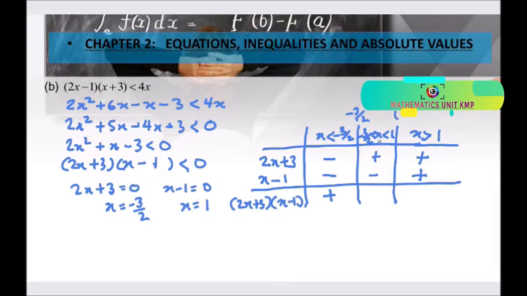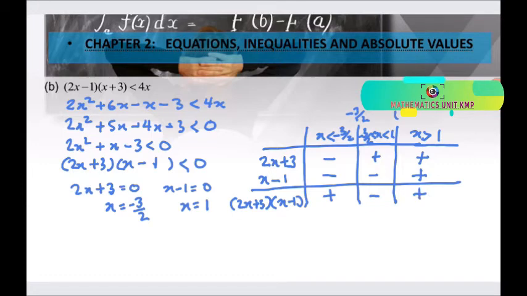So the second column here, negative multiplied with positive, we will get negative sign, and positive multiply with positive, positive.